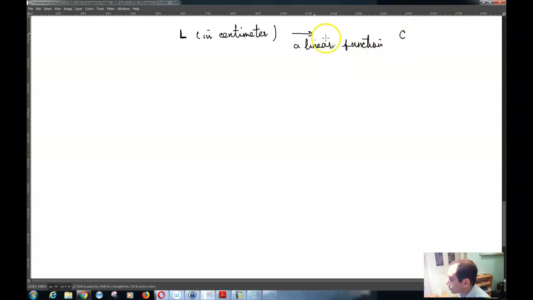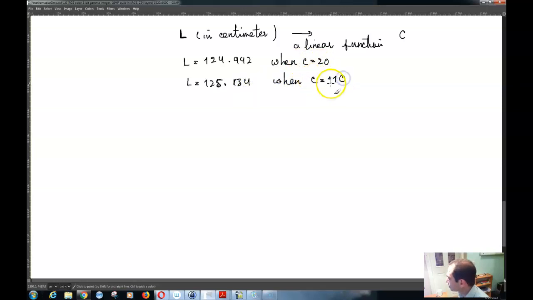So in an experiment, if L is equal to 124.942 when C is equal to 20, and L is equal to 125.134 when C is equal to 110, express L in terms of C. You want to express L in terms of C.